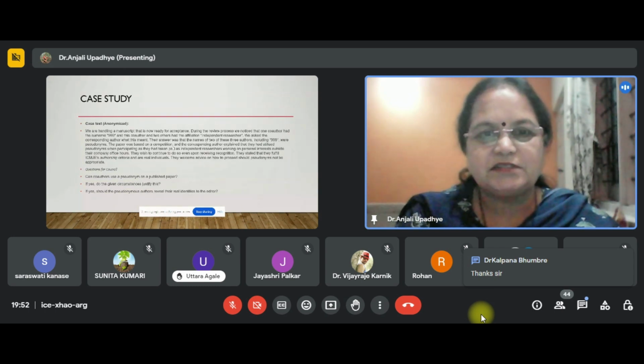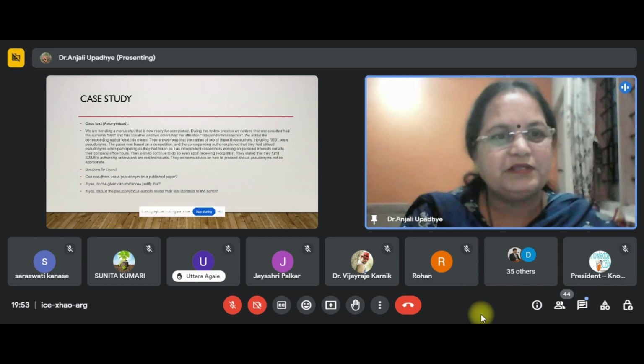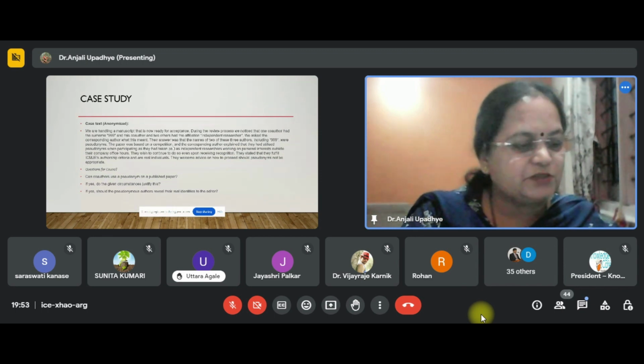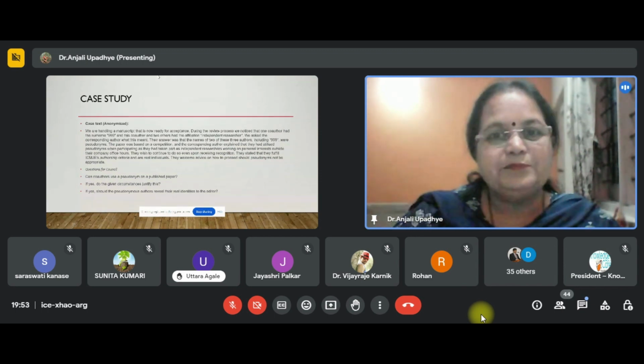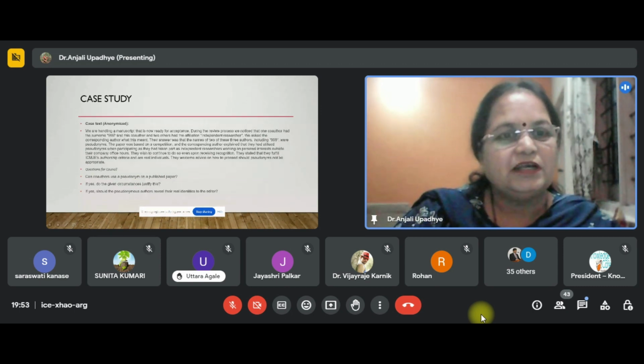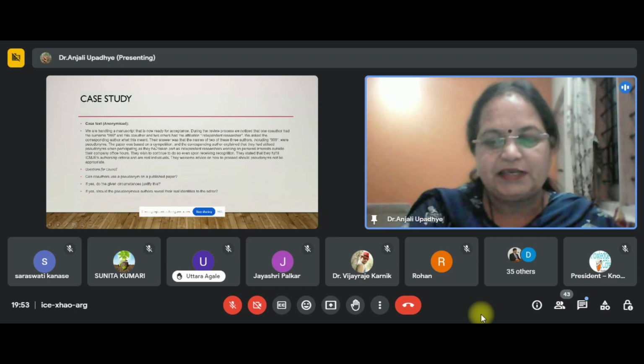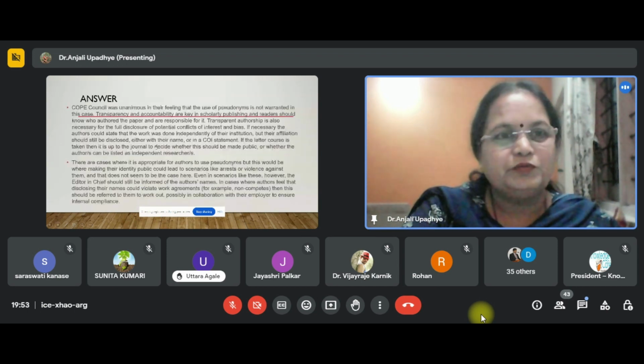Can anybody tell me the answer to this? Is it possible? Is it a real case? Can anybody be an independent researcher with a surname 999? So this is the case. It has been discussed, so we'll see what the answer is.